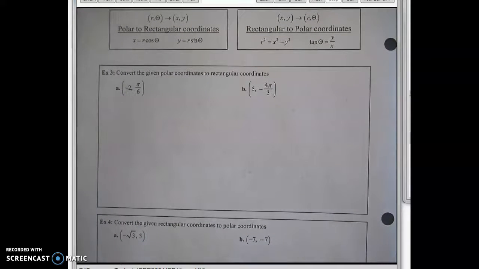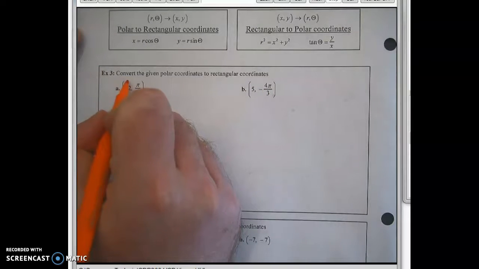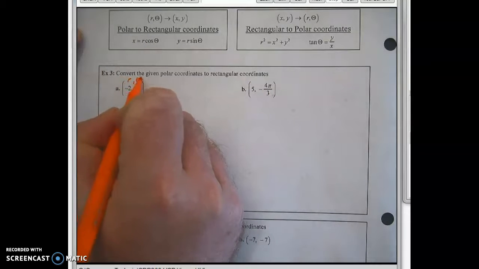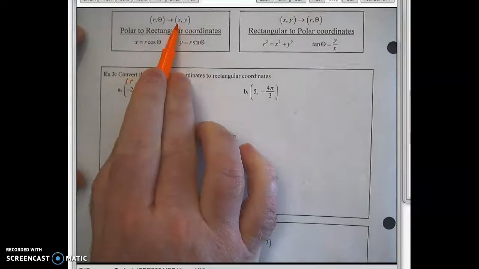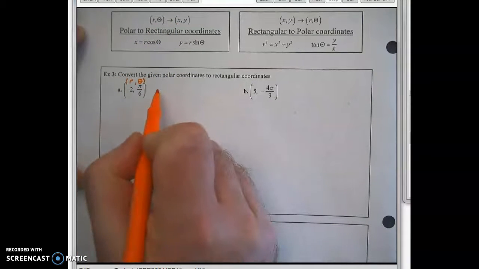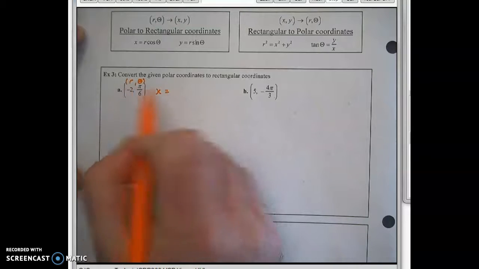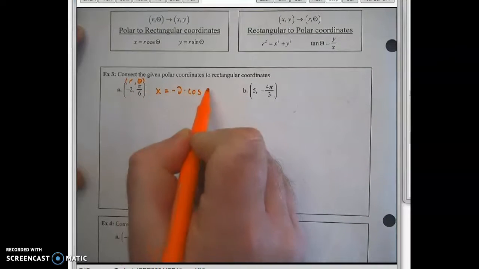All right, so we've got convert from polar into rectangular. So this is r and theta. I have r and theta. That means I want to turn them into x and y, so I'm going to use these two formulas. So my first formula is x equals r, in this case negative 2, times cosine theta, which is pi over 6.